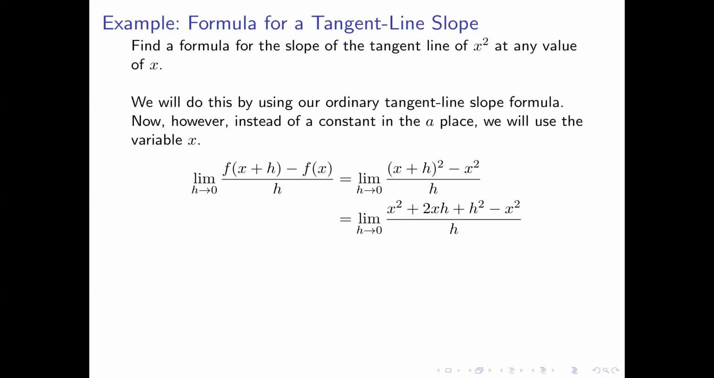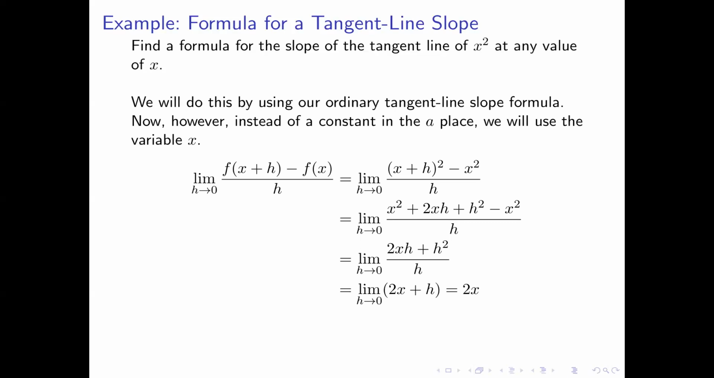Notice that we can now cancel the x squared terms that appear in the numerator. We can then cancel a common factor of h that appears in each term of this fraction. We're left with the limit as h approaches 0 of 2x plus h, and we can find this limit by substitution. We're going to let h be 0, but notice we're taking the limit as h approaches 0 here. x is still a variable, so we're only going to substitute 0 for h, not for x. And so that leaves us with 2x.